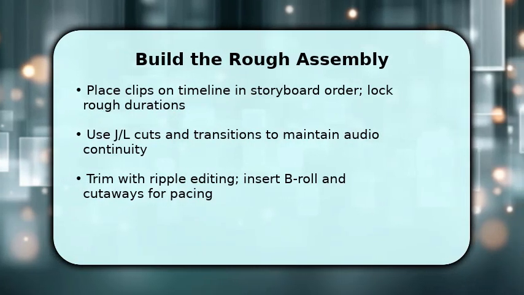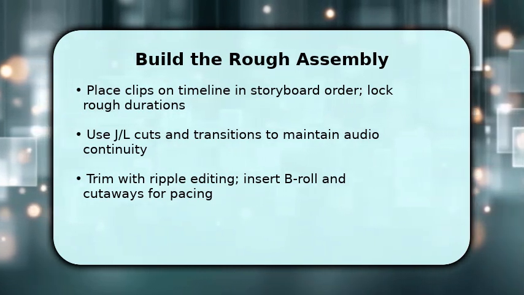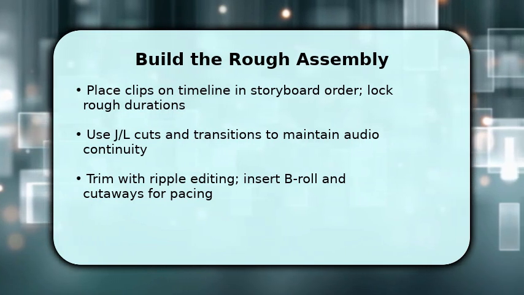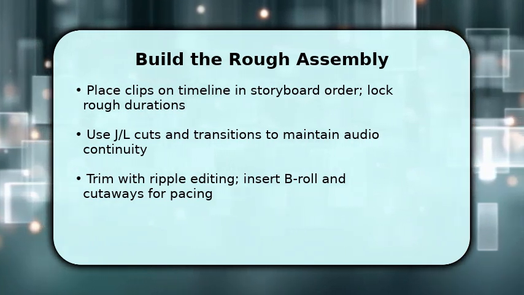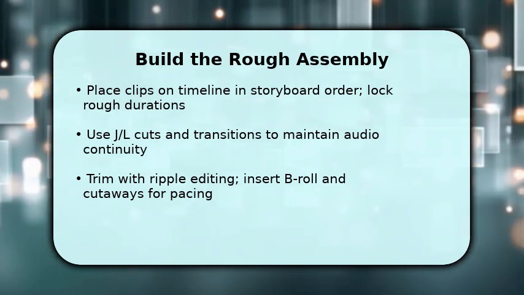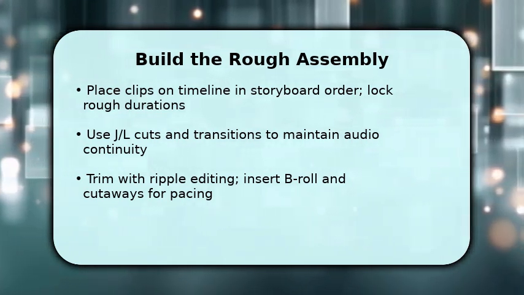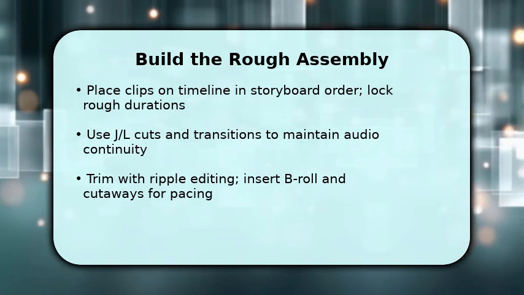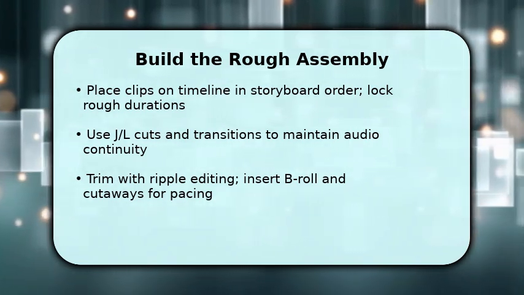Now you assemble a rough cut. Lay clips in sequence and block out timing so the story flows. Use ripple edits to close gaps quickly. They keep downstream clips in sync. Apply J and L cuts to let audio lead or follow visual changes. This smooths awkward edits. Once the backbone is set, add B-roll and cutaways to hide jump cuts and improve context.